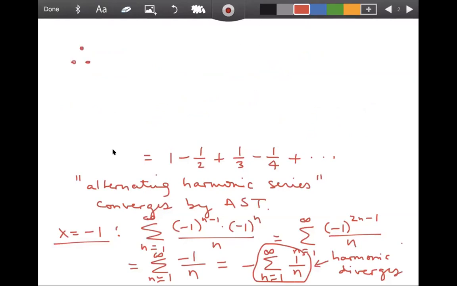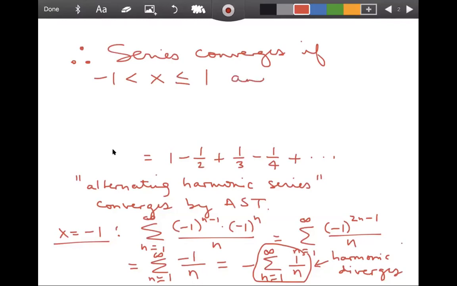Therefore, the original power series converges if x is between -1 and 1, including the 1. Otherwise, it diverges. All right, so that is the idea behind how you determine where a power series converges. So let's look at the next example.